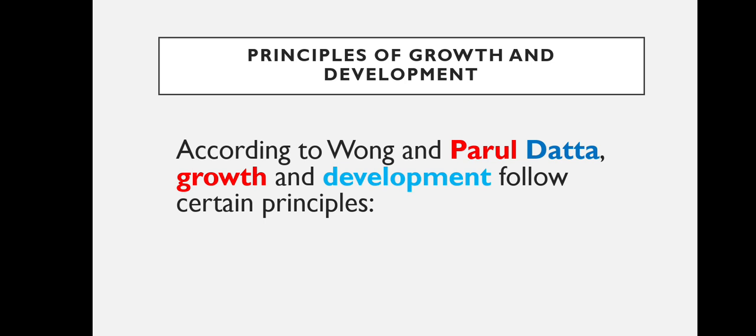Okay, so now under rules that growth and development obeys, there are some eminent people who contributed much to these certain principles. So this is according to Wong and Paru data. Growth and development follows certain principles. So these guys sat and realized that growth does not occur by mistake. Growth does not occur anyhow. Growth does not occur in any other way someone can think. Growth occurs uniquely, and they developed some principles on how growth occurs.